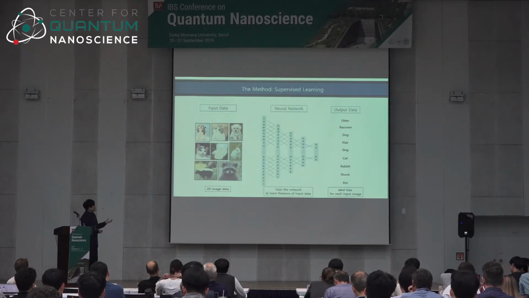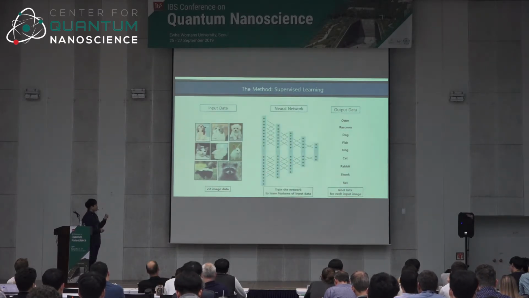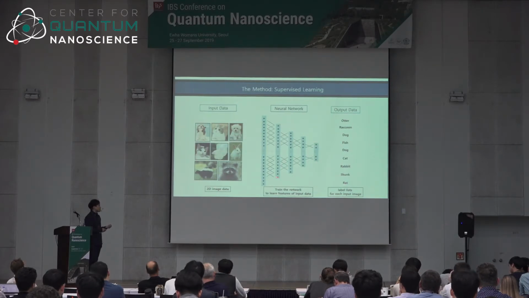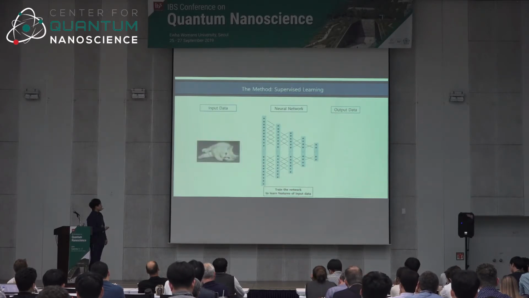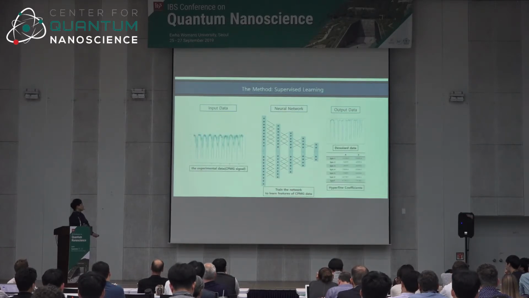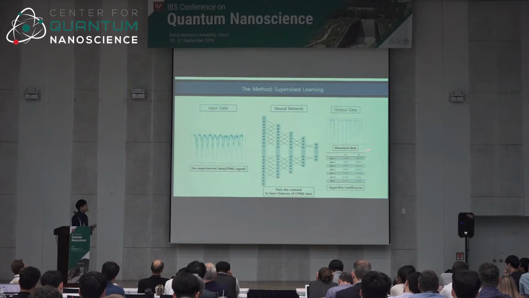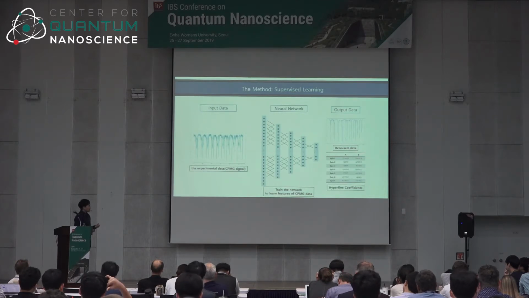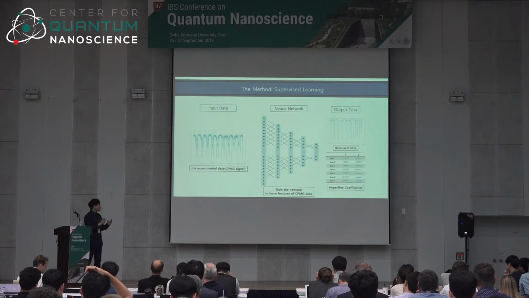So, we set the neural net in the middle, and we train the neural net to learn the features of the images. Like this is the answer sheet of this image, and we hope the machine learning predicts some answers of this image. So if we feed new data, not in the training data, and we want to get the answers from the neural net, like this cat. So for our case, if we feed experiment data to the neural net, we want the denoised data and also hyperfine coefficients.